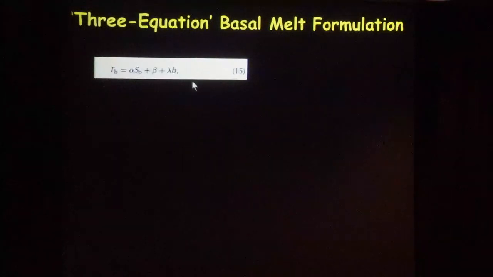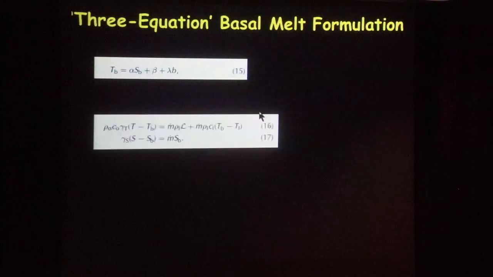So how did we arrive at that? This is the 3-equation model. So as I said, the 2-equation model, you ignore salinity. The 3-equation one, you have the freezing point relation, and then you have these 2 equations: conserve heat, conserve salt.